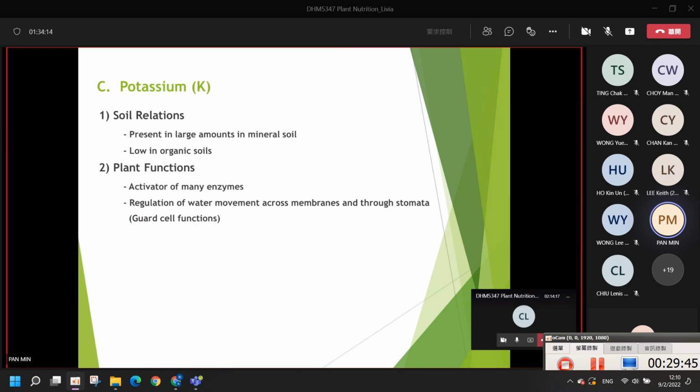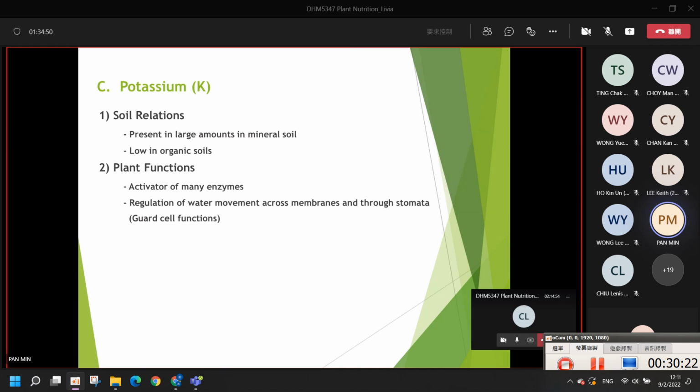And the next one, the potassium. The potassium is always present in large amounts in the mineral soil, especially in the kaolinite fruits of potassium ion is low in the organic soil. The function of potassium in the plants is a very important activator of many enzymes, and it can help to regulate the water movement across the cell membrane and through the stomata.